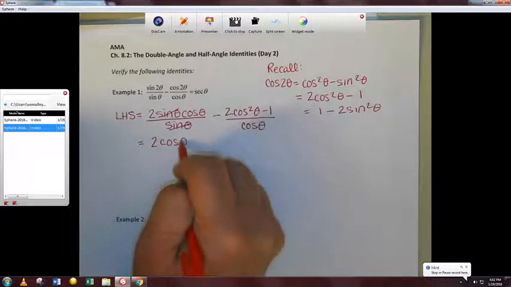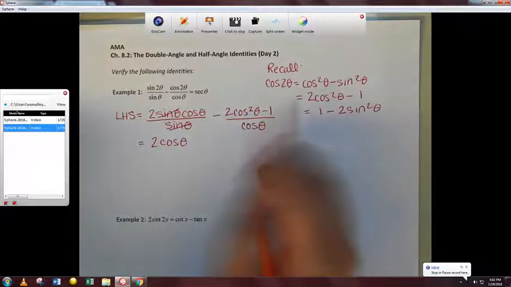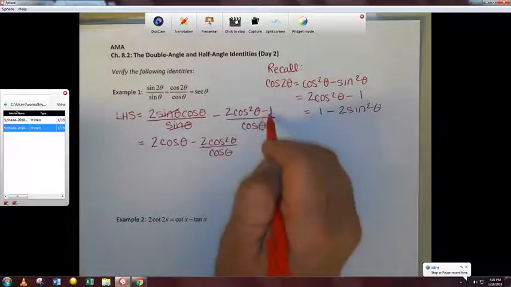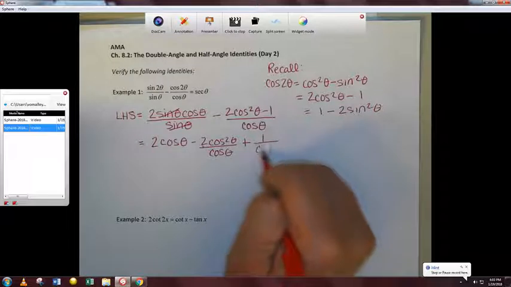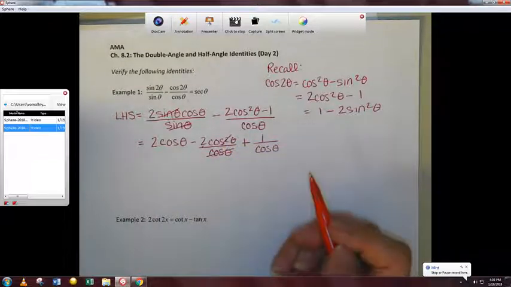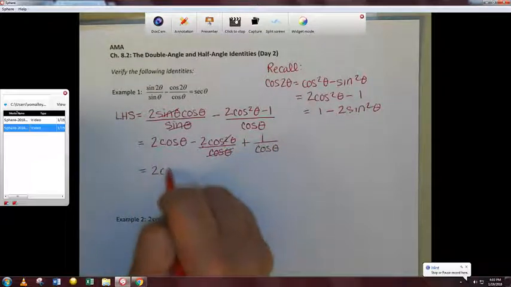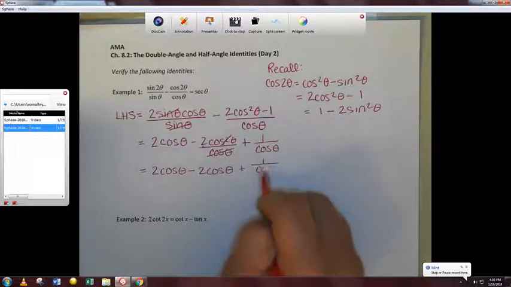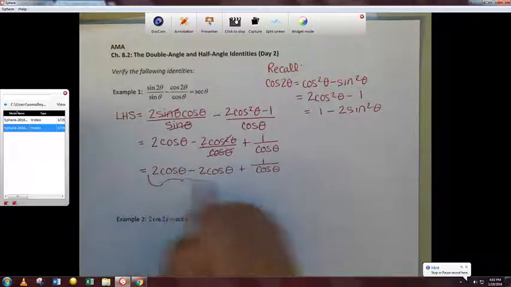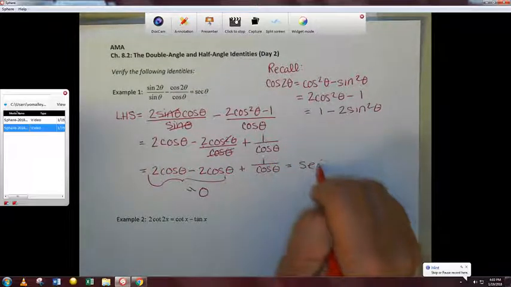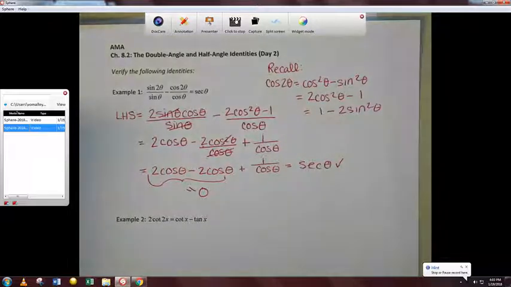So now in the first term, the sines will cancel, and we'll be left with 2 cosine theta. Now the second term I'm actually going to split into 2 fractions. It'll be minus 2 cosine squared theta over cosine theta. And then I have to distribute this negative, so it becomes a plus 1 over cosine theta. So now this cosine theta cancels with one of the cosine thetas in the numerator, and we're left with 2 cosine theta minus 2 cosine theta plus 1 over cosine theta. Now these two make 0, and so we're just left with 1 over cosine theta, which is secant theta, which is what we were trying to prove.